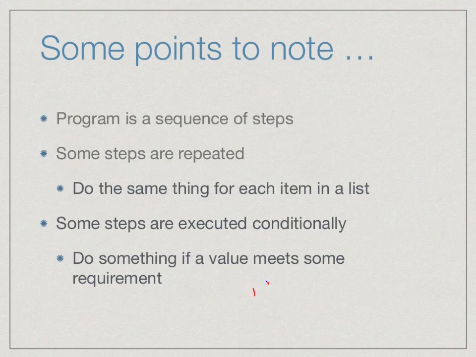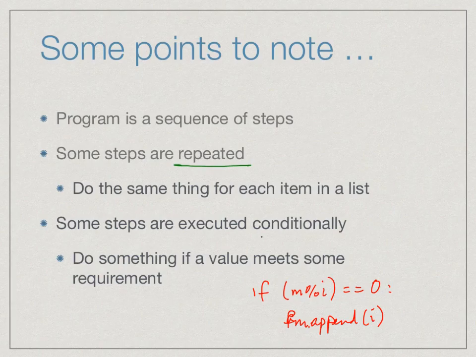Right? So when we say something like if m % i is 0, if the remainder of m divided by i is 0, then append. Okay, so the step append i to fm, the factors of m. This happens only if i matches the condition that it's a factor of m. So we have repeated steps, the same thing done again and again, and we have conditional steps, something which is done only if a particular condition holds.